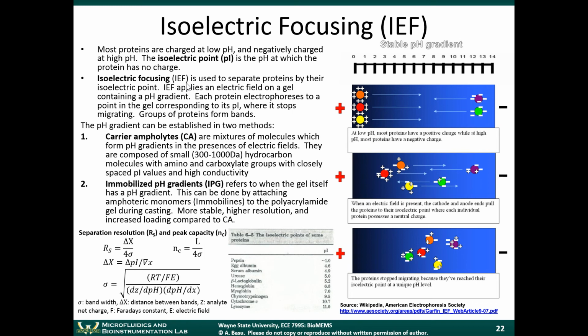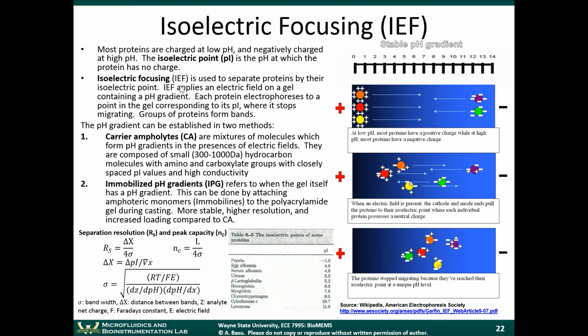So this is a technique which allows you to separate things by something called the isoelectric point. The isoelectric point is the pH at which a protein has no charge. You may remember this concept from chemistry, that molecules can have different charges at different pHs. So the isoelectric point is a pH where the protein has no charge.